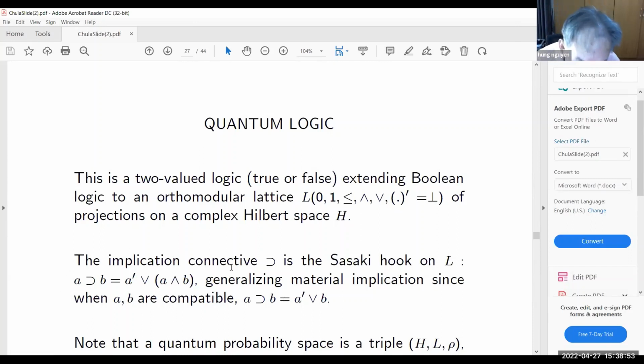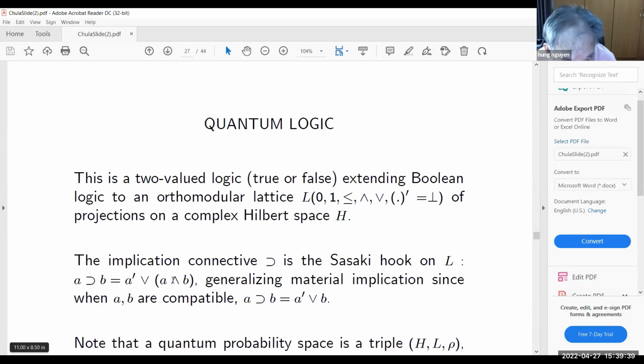Now the implication operator in quantum logic is called the Sasaki hook. Here's the notation: A imply B. It's not material implication. It is a material implication only if A and B commute. Just think about A and B like two matrices. When you have two matrices, sometimes A multiplied by B equals B multiplied by A, but not all the time. When that happens, the two quantum events are called commutative. And this is the Sasaki hook.